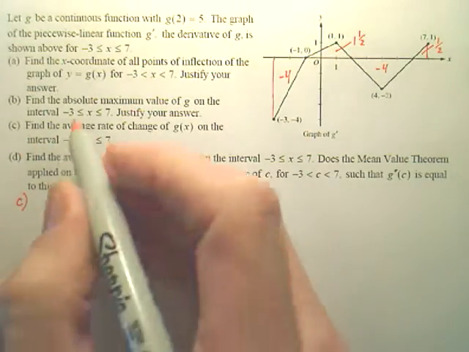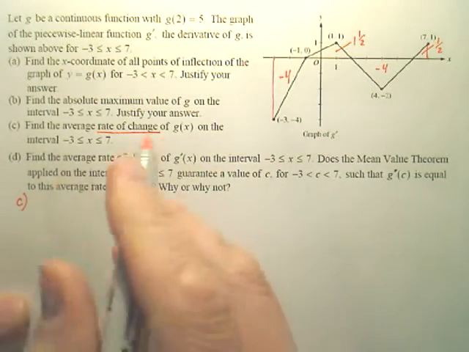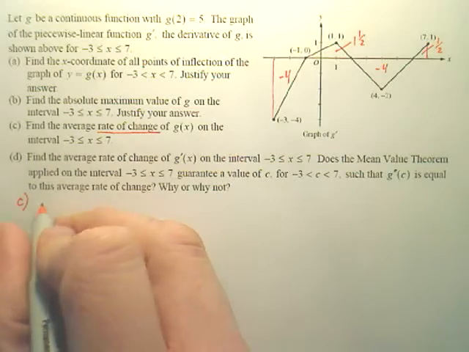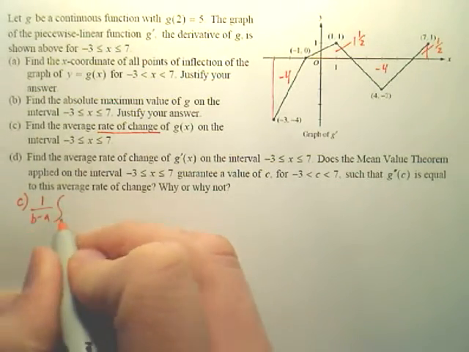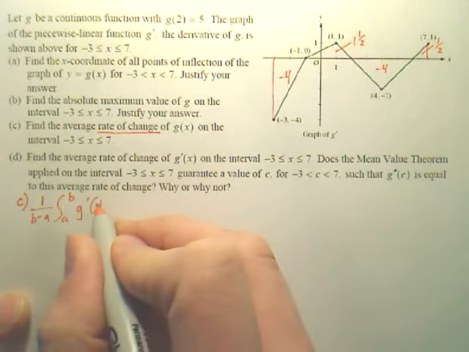Find the average rate of change. So first we have rate of change. So basically rate of change means G prime. So we're basically going to find the average, which is 1 over b minus a, of a to b, but we're doing G prime.